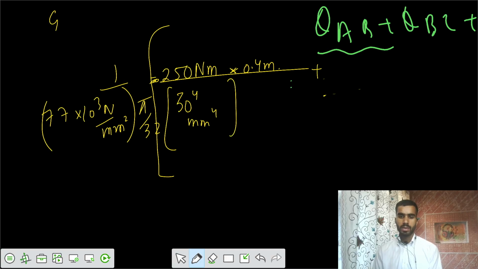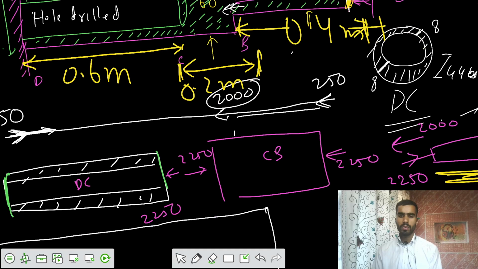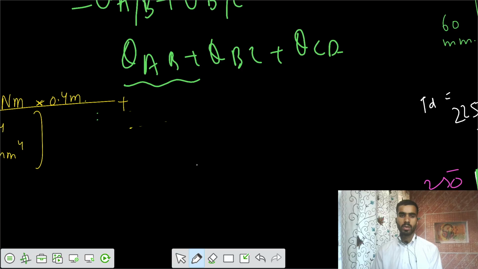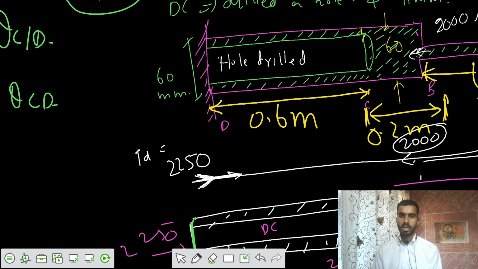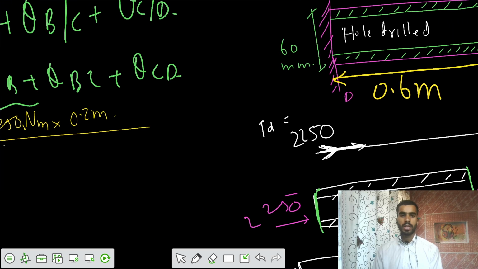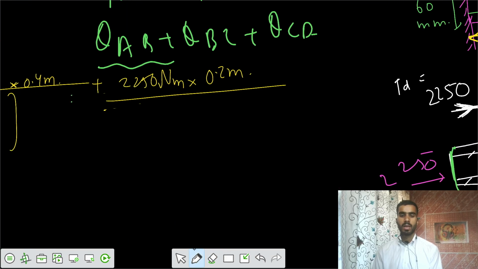And I would write plus theta BC. For BC, you have a torque of 2250 Newton meter, and length, what is the length between C and B, that is 0.2 meter, TL by GJ. G I have kept outside, and J is pi by 32, which we have kept outside, pi by 32, and left we have the diameter of 60, that's 60 to the power 4 millimeter to the power 4.